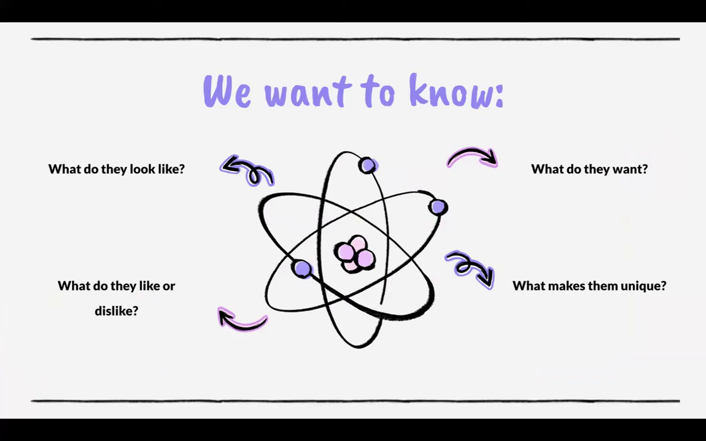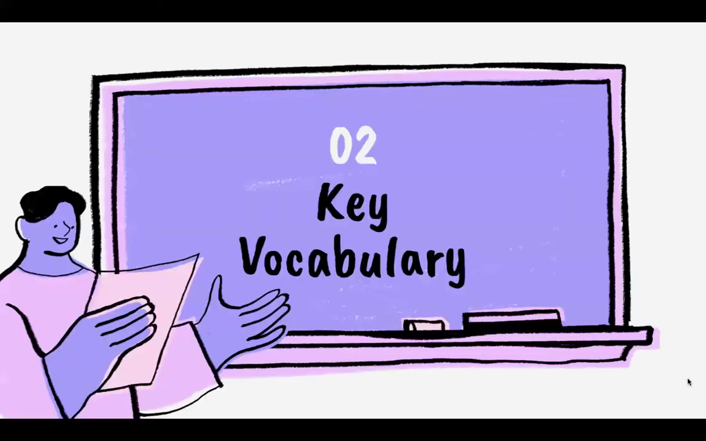So it might not be as important to know everything about the side character, but we should know a lot about the main character. So some good questions to ask yourself about your character are: What do they look like? What do they like or dislike? What do they want? What makes them unique? These are not the only questions that you want to ask. You want to ask as many questions as possible, but these are some questions to get you started.